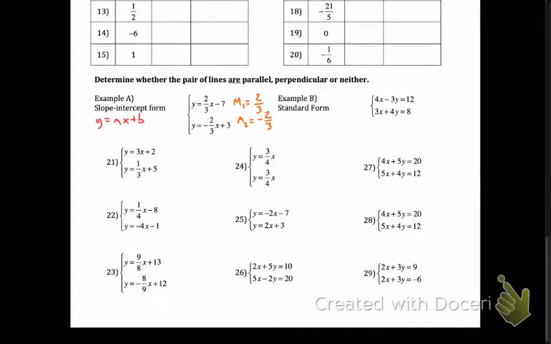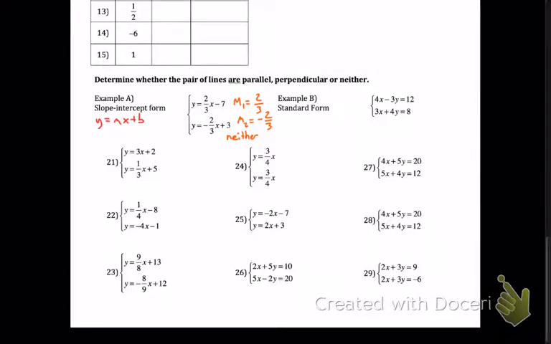Okay, so are those the same? No, one's positive, the other's negative. Are they opposite reciprocals? No, they're not reciprocals. So these are neither parallel nor perpendicular. Okay? Several of these are in slope-intercept form. You should be able to figure this out. All right, the next example.